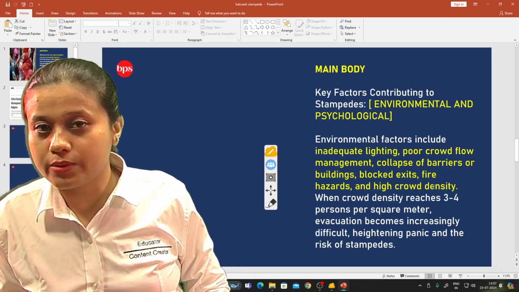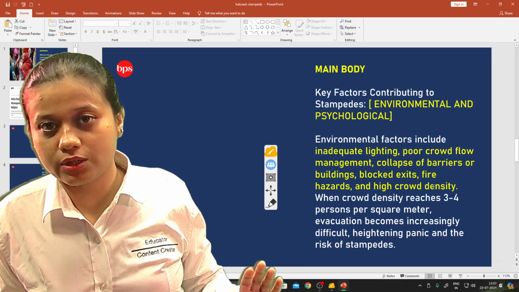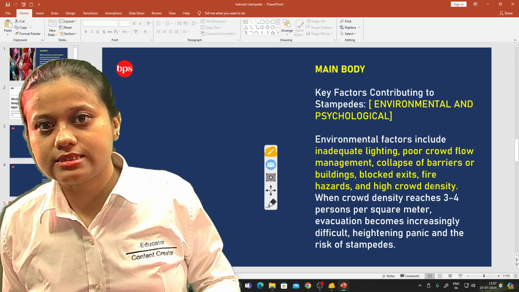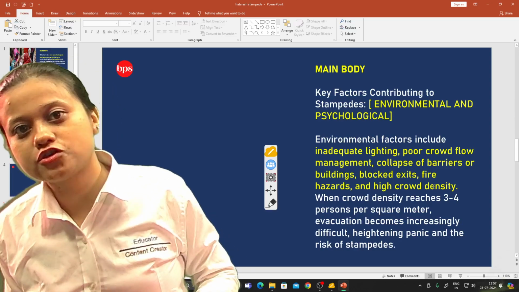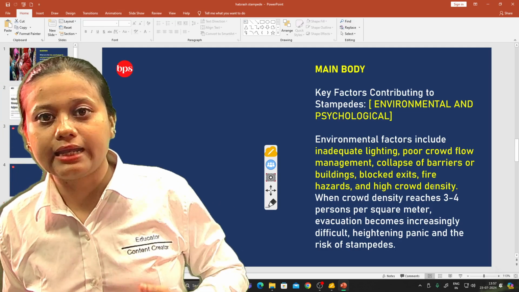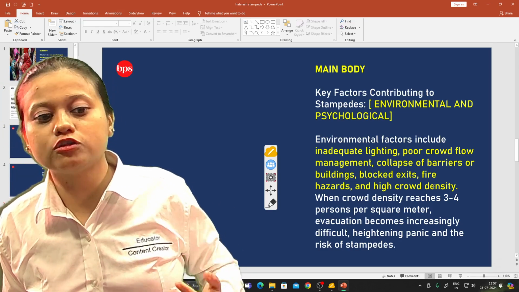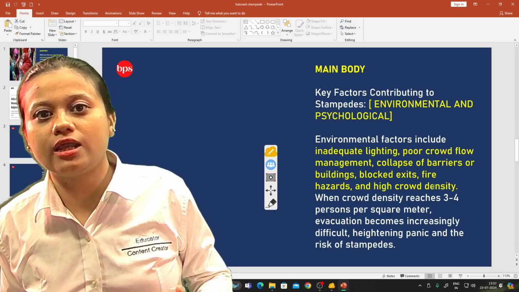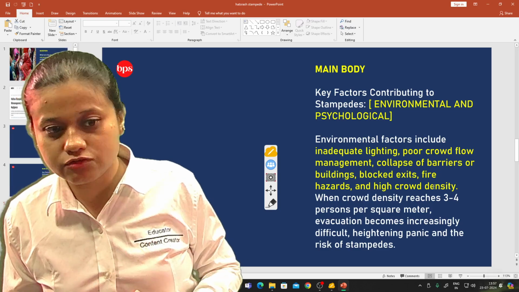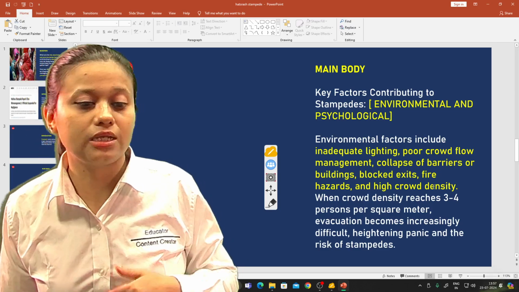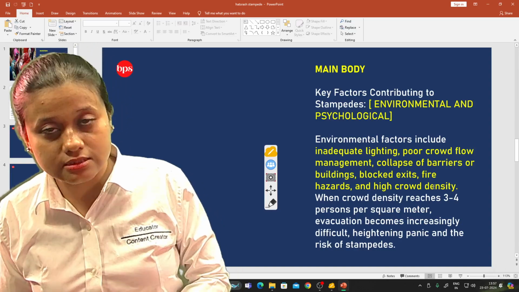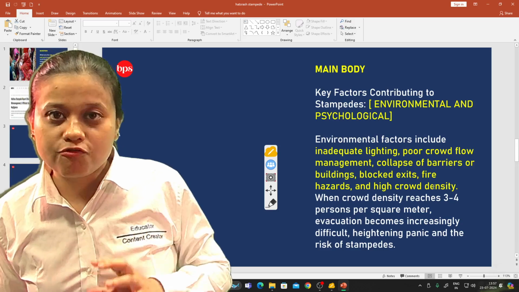Now, poor crowd flow management, because the management always has to be ready. Let's say the limit of the audience is only 1000, then the management has to make sure that only 1000 people, or at most 1200 people, can enter the premises, but not more than that. So this has to be one of the trainings included in every kind of crowd function, be it a religious function, a private function, or a cultural function. These kinds of trainings are very, very necessary for the management to take before handling the crowd.